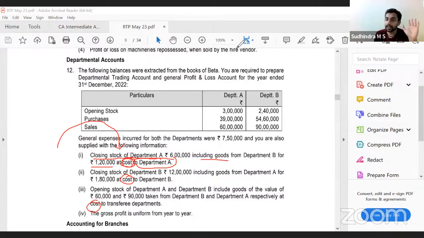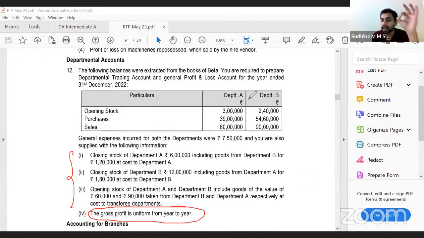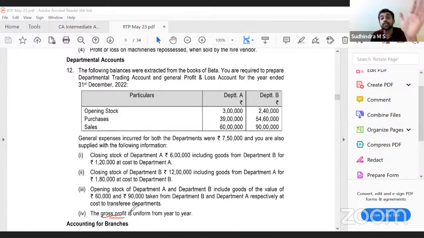Therefore, that doesn't mean that there is no unrealized profit. And why should we calculate unrealized profit? Because of this point. They have specifically given a hint that you have to calculate unrealized profit by stating that gross profit is uniform throughout the year. Use that gross profit as a margin to calculate unrealized profit. Okay, now we will compute unrealized profit for that.